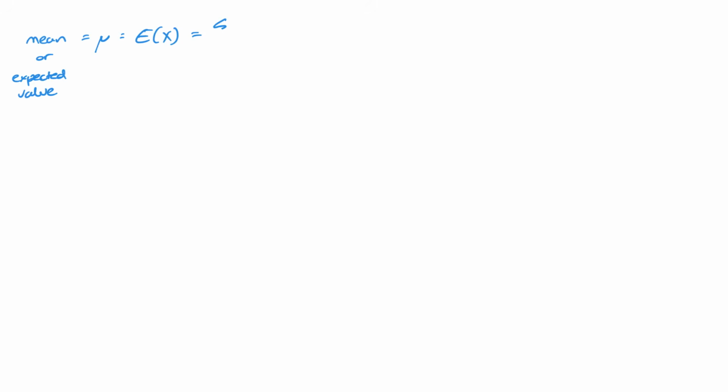And to find it, it's just the sum of x times p, your probability. So all you do, when you have a table, is x times p, x times p, x times p for all your values, and then add them up. So let's have a look with an example.